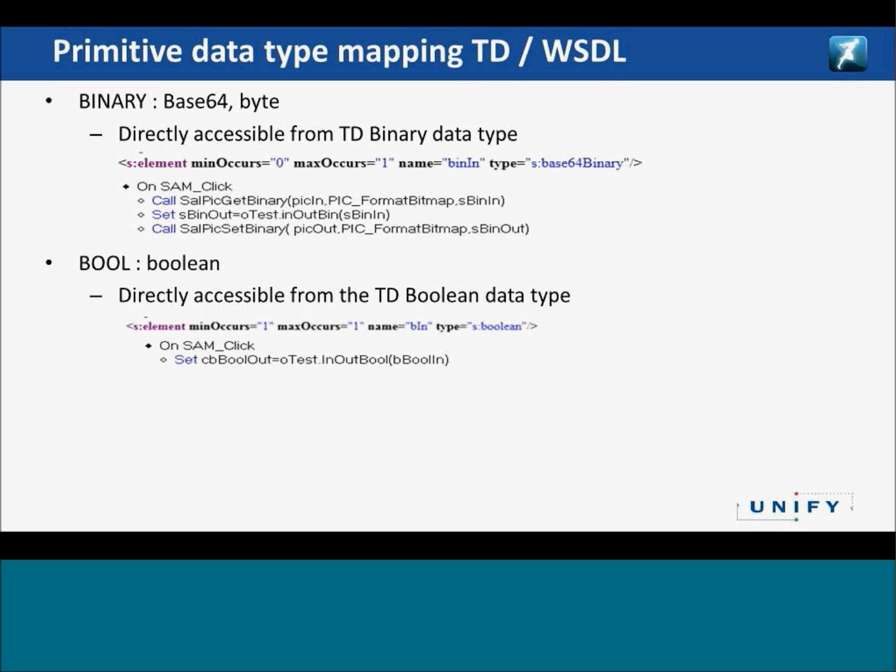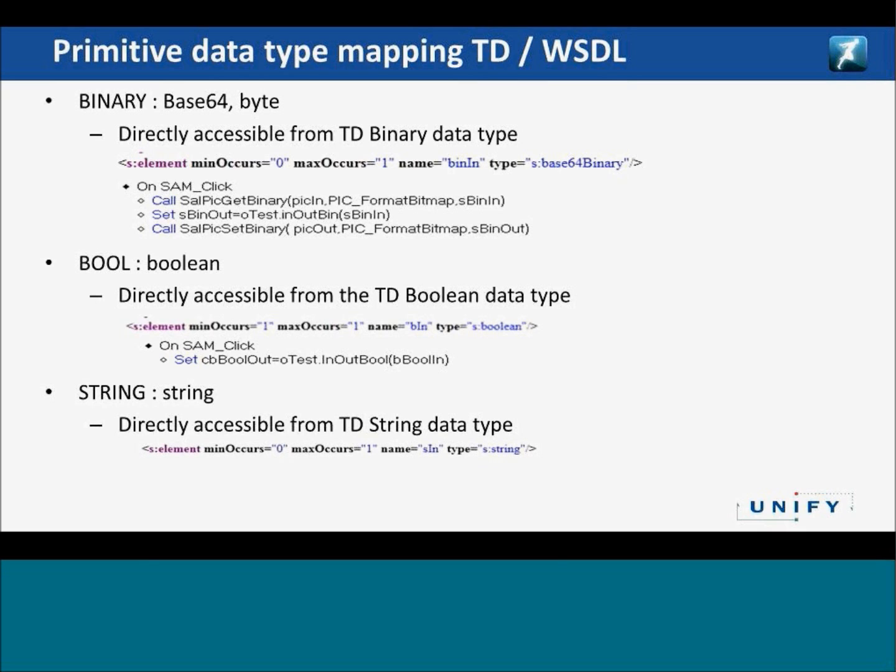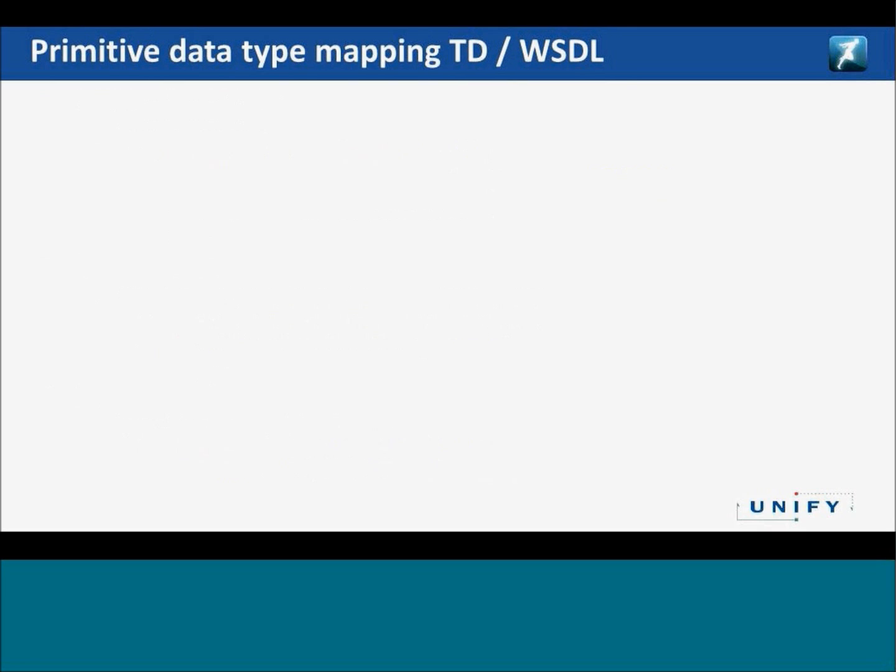The same is true for Boolean. It's directly accessible from the Team Developer Boolean data type. You just pass in and out Boolean values from a web service call. And the same is true for string as well. You just pass in and out strings. Those can be, of course, data fields with string data type, or variables with string data type.